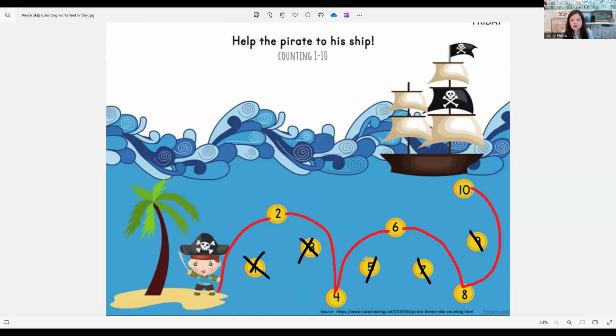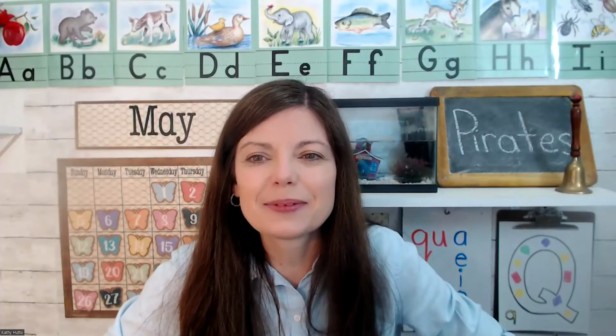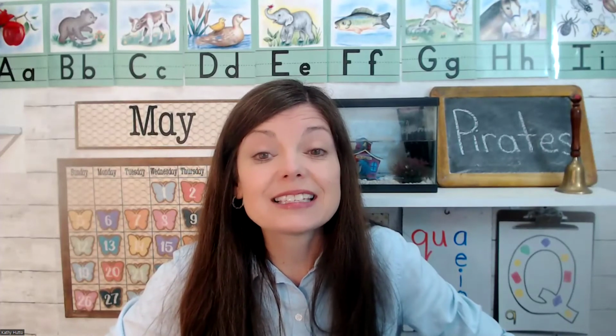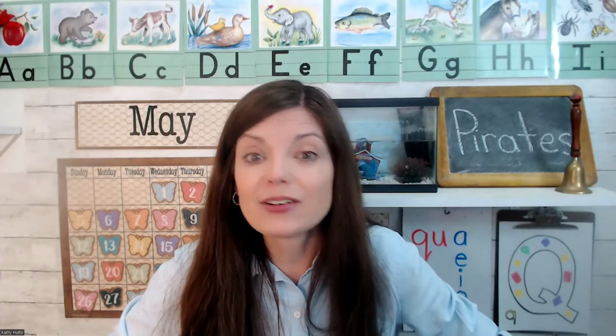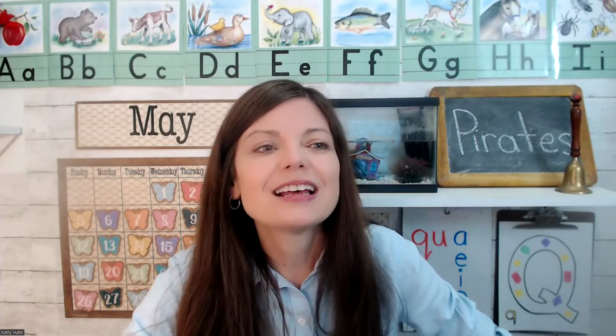So we skipped over these numbers. Let's count by twos once more. 2, 4, 6, 8, 10. Well, you did a great job today skip counting. Well, next it's time for us to go over to the art table and we're going to make a pirate ship that really floats. Let's go.